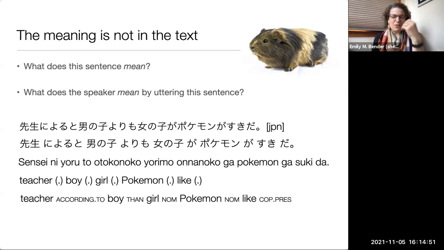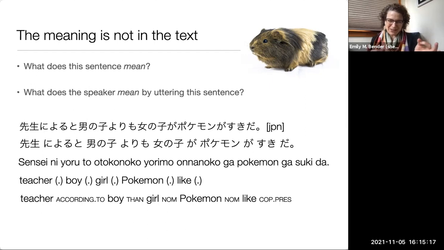Now, when I've presented this to NLP folks in the past, at this point, I can usually get someone to volunteer that they think they know what the sentence means, and they're usually wrong, because they're missing the information that Japanese is a head final language. And what the sentence means is, according to the teacher, girls like Pokemon more than boys do. That comparative is attaching to the reference point, and the reference point is before it.